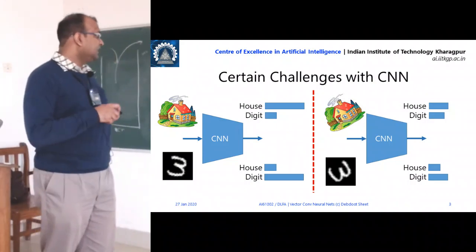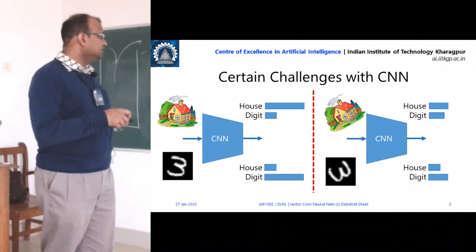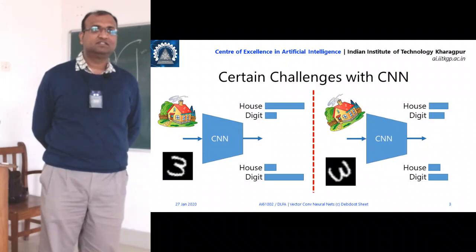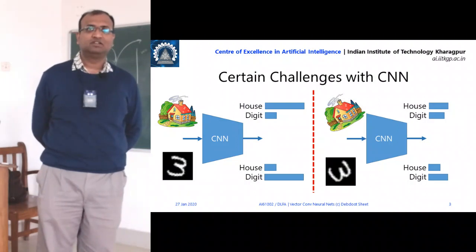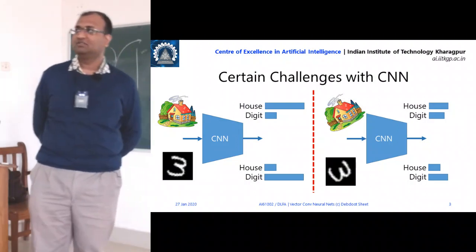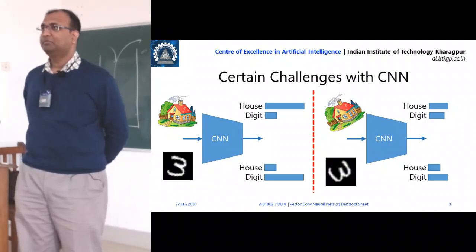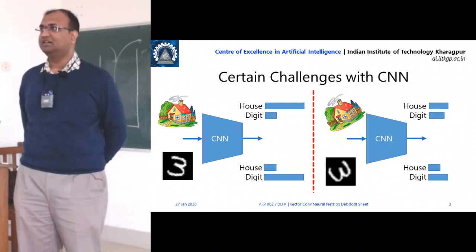Say I am training this CNN in order to segregate whether the images belong to a house or to a digit, some handwritten number. So all images given to this CNN are 32 by 32 sized images. It's either a picture of a house or some handwritten digit over here.